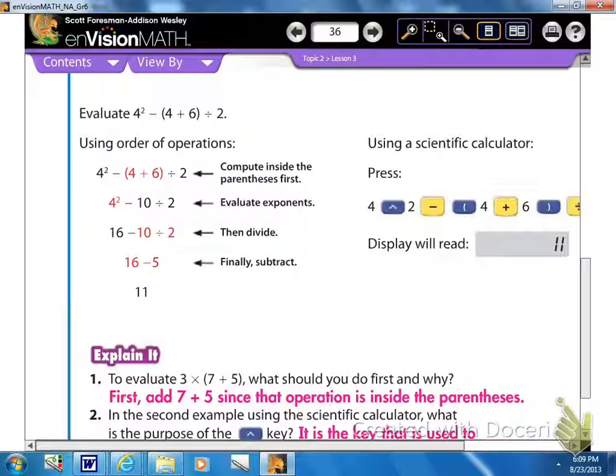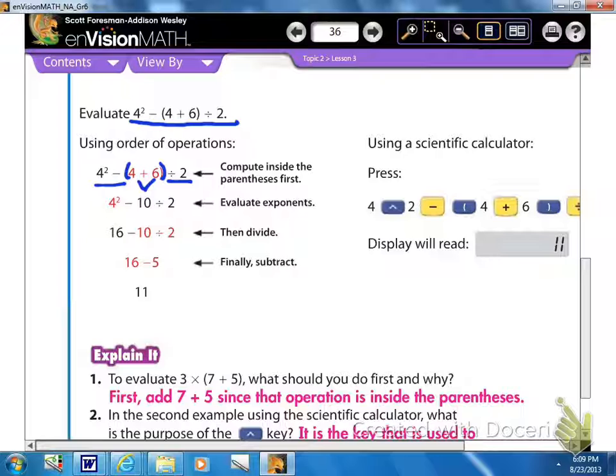Okay, the next problem. It says evaluate 4 squared, or 4 to the second power, minus, in parentheses, 4 plus 6 divided by 2. Order of operations, the first thing you're going to do are the parentheses. So they go ahead and add 4 plus 6, which gets them the 10, and they bring the rest of the problem down. They don't leave anything behind.